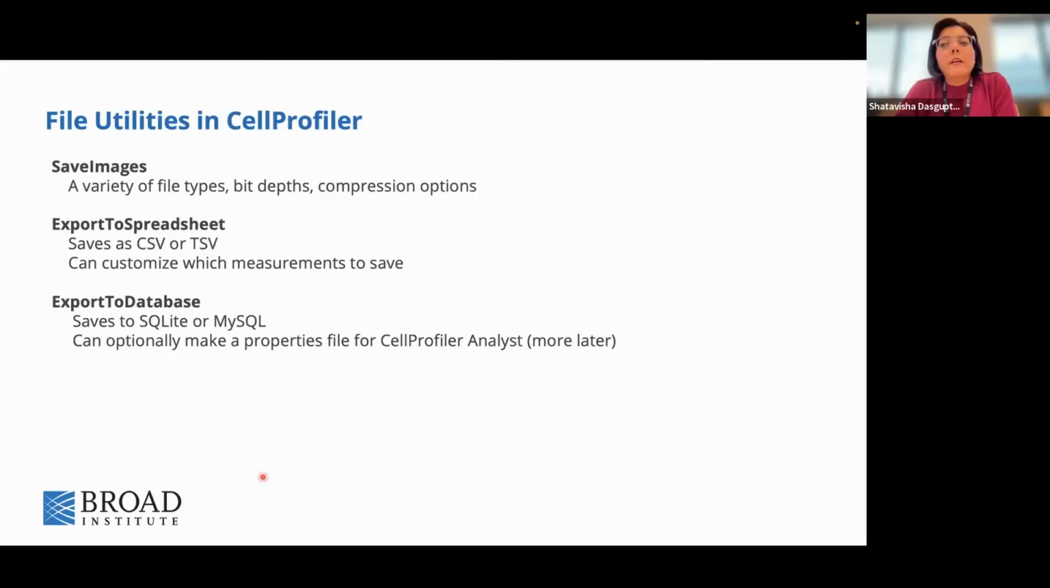So finally, after we run our pipeline in CellProfiler, we would want to save the images that it generates and also export our data. And so for that, we can click on Save Images and Export to Spreadsheet. And this will then generate a large CSV or a TSV file, depending on what we choose, which then can be used for further downstream analysis.